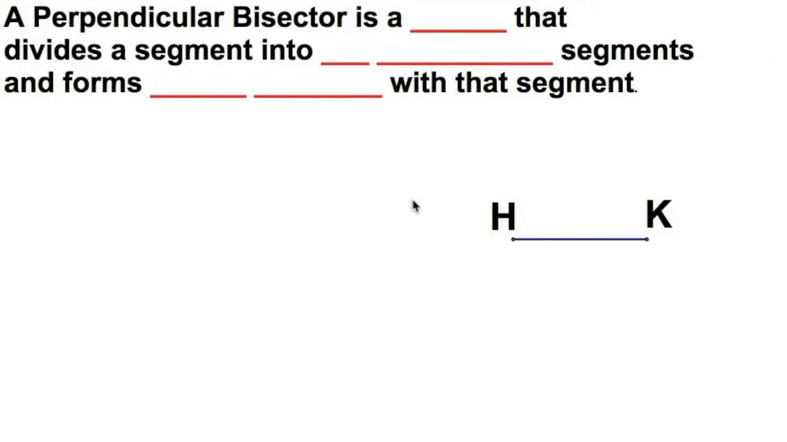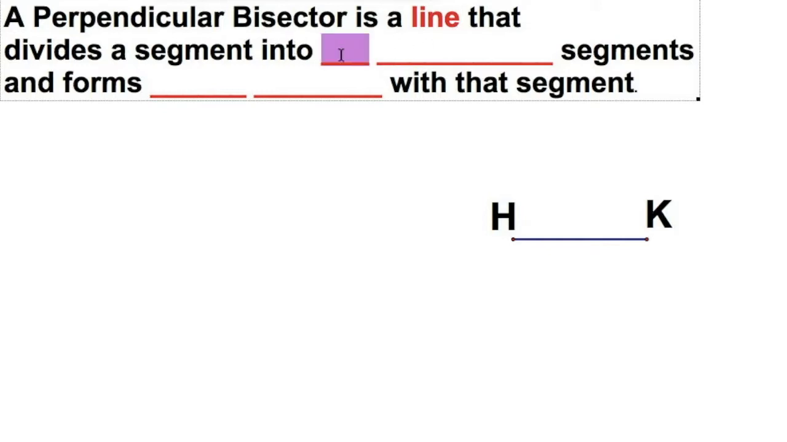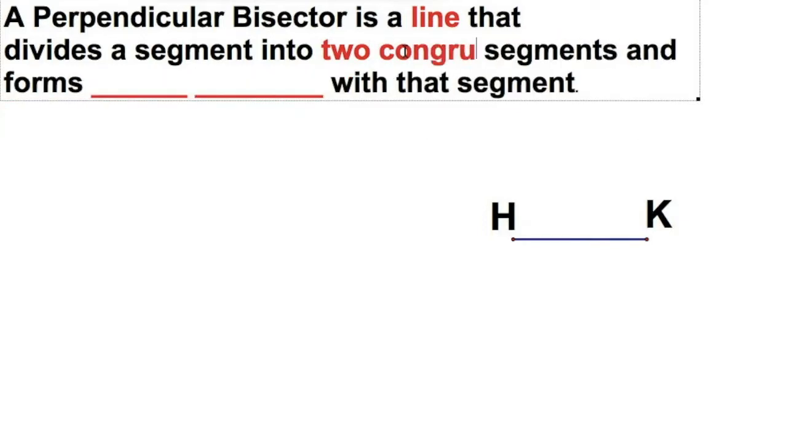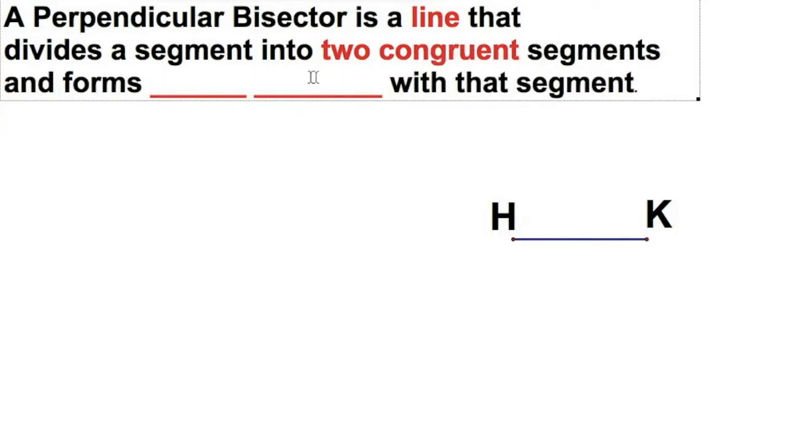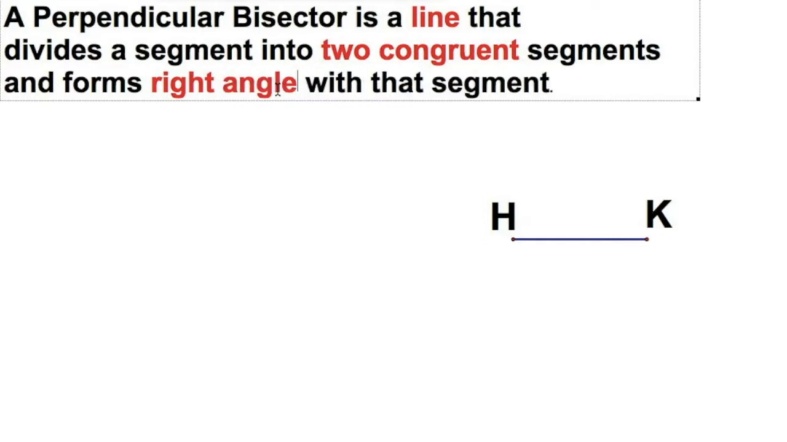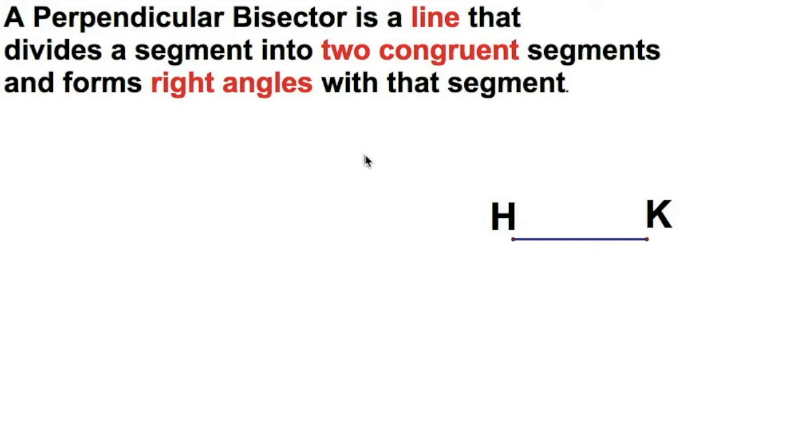Okay, let's construct this perpendicular bisector. First, you're going to fill in the blanks. The perpendicular bisector is a line that divides a segment into two congruent segments and forms right angles with that segment. All right, that's good. Thank you for filling in the blanks. Now let's get to it.